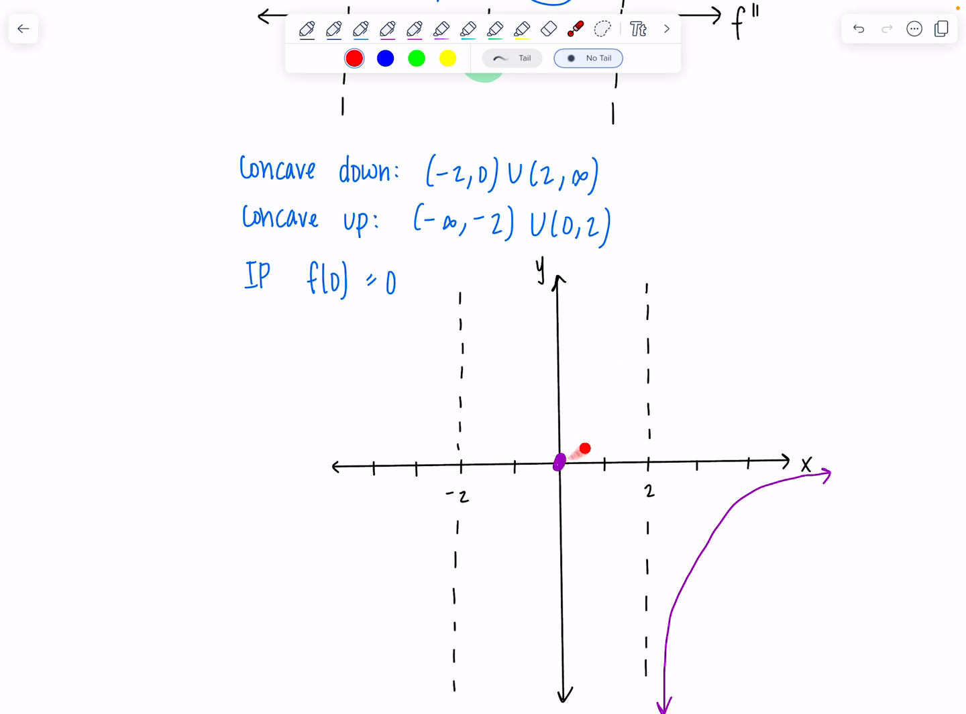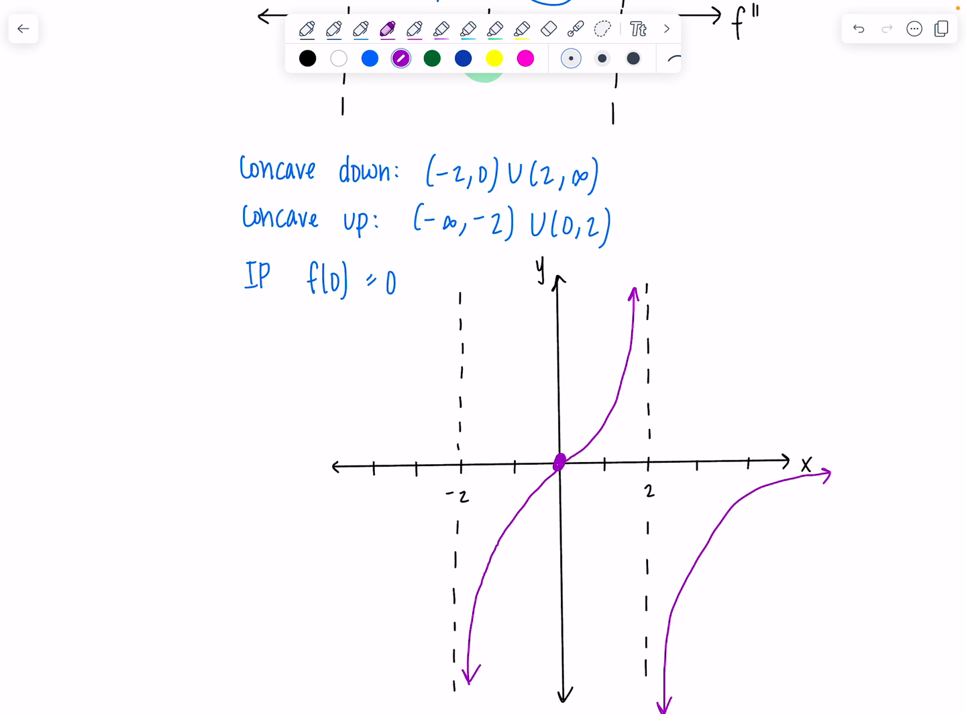Okay, between 0 and 2, it's concave up. This is concave up. It can't be like this. That's concave down. Concave up. And then that's an inflection point. So on the other side, it's concave down. Concave down would look like this. So it looks like x cubed smashed in the middle.